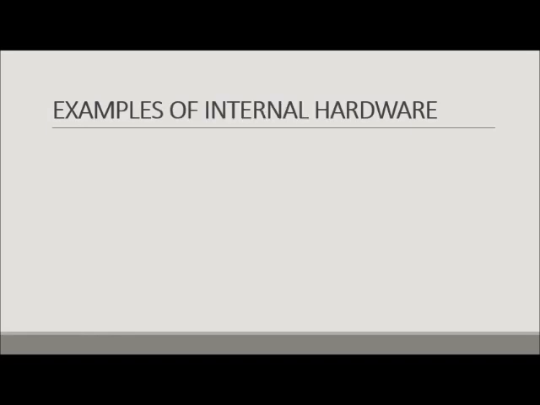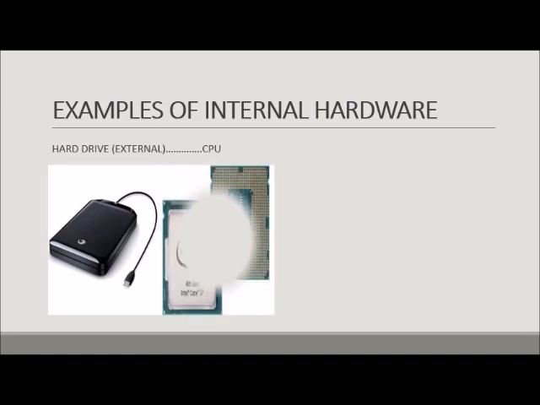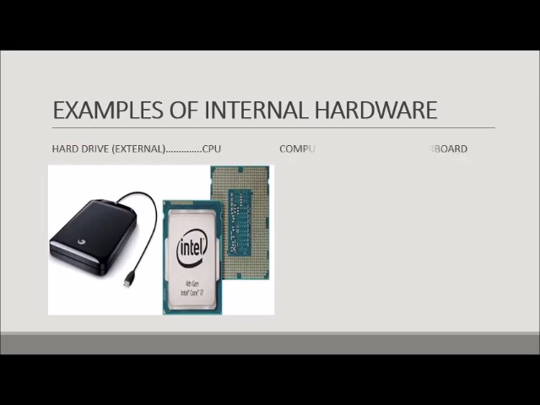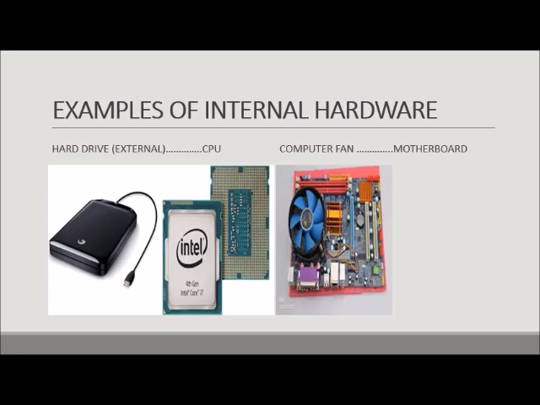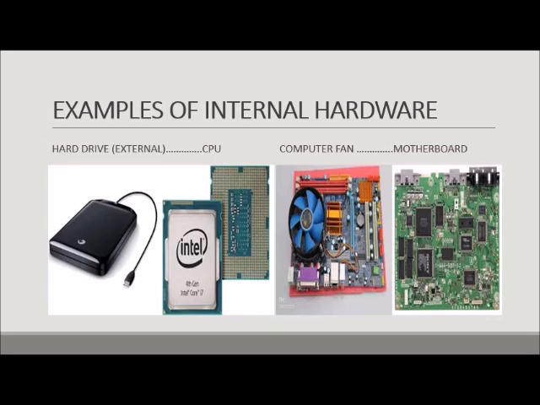Let us look at some examples of internal hardware. Let's look at the hard drive, the external hard drive. That is what is being displayed on your screen. And let us look at the CPU, that is the central processing unit. It's also being displayed on your screen for you to see. Let's look at the computer fan. That is what you are seeing on the screen. And lastly, let's look at the motherboard. Also, it's being displayed on your screen. All these are examples of internal hardware.